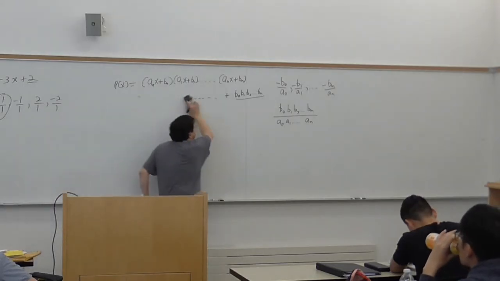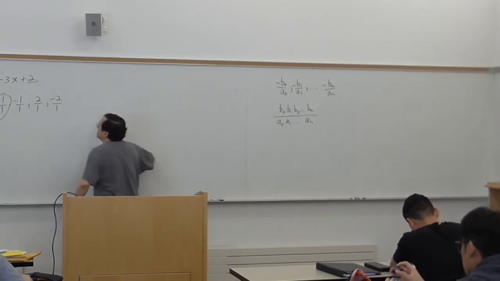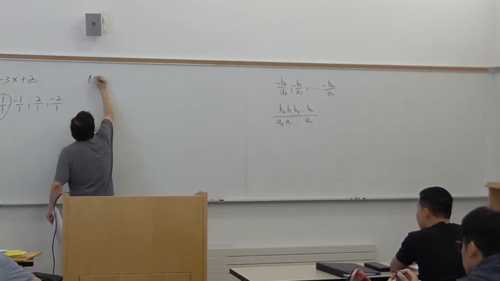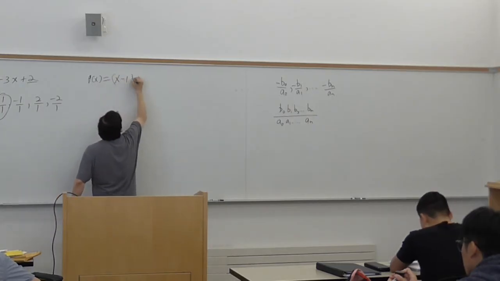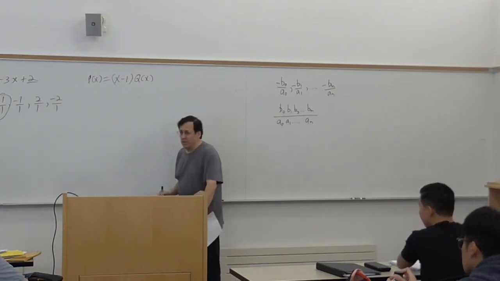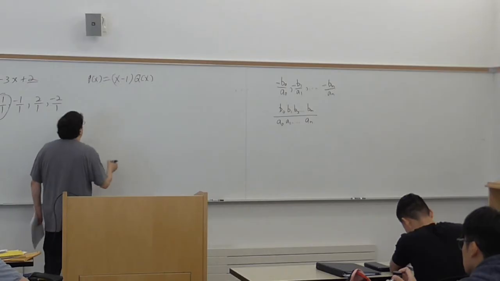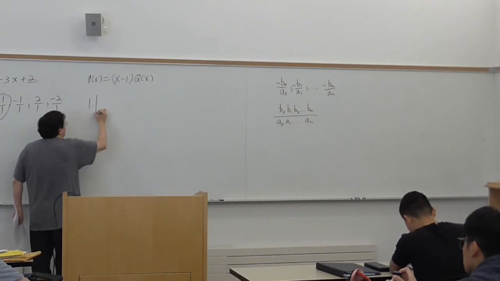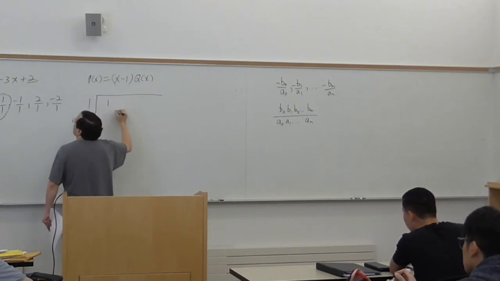The factor theorem tells me that p of x has to equal x minus 1 times some q of x. So I want to know what q of x is. So I want to divide p of x by x minus 1, which I learned to do using synthetic division.